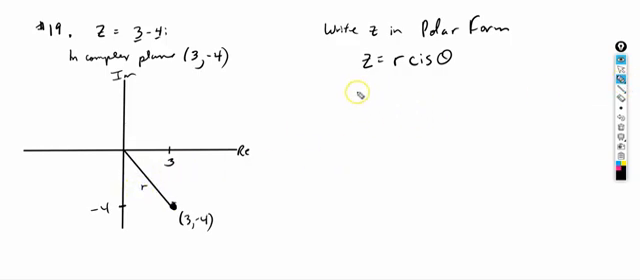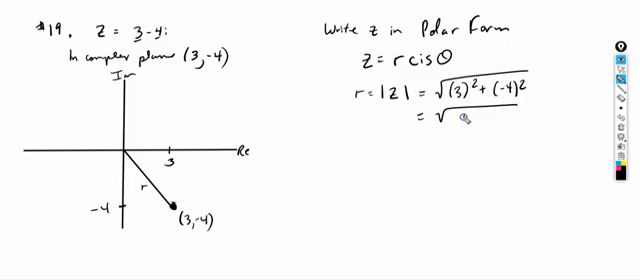Also, by definition, r is the modulus of our complex number z, which is the square root of the real part squared plus the imaginary part all squared. So it's going to be 9 plus 16. And so my modulus is 5, so r is equal to 5. So I can label this. Okay, so this distance is 5.